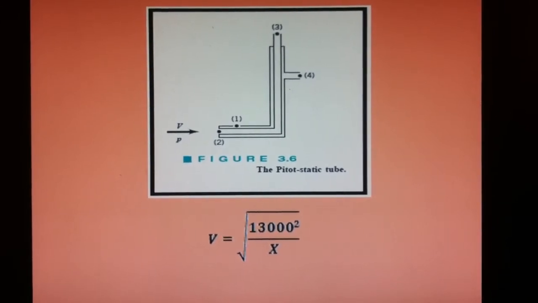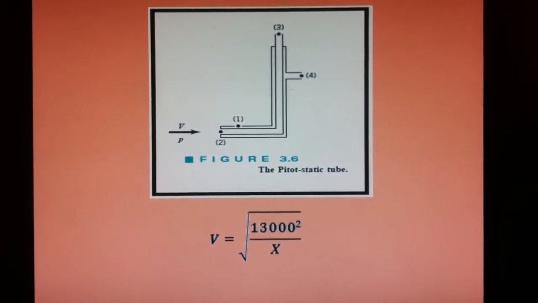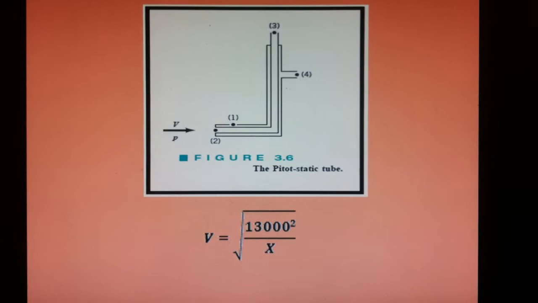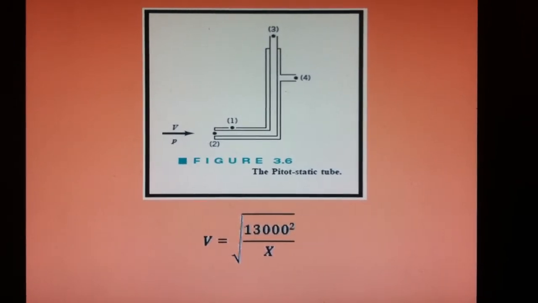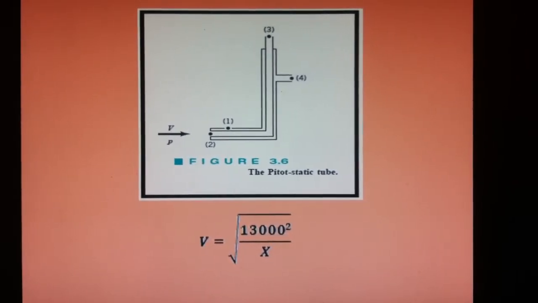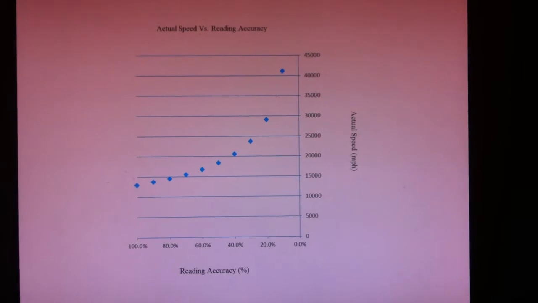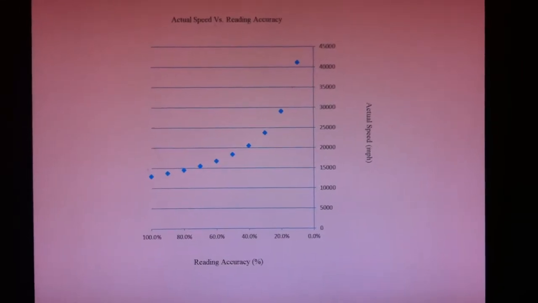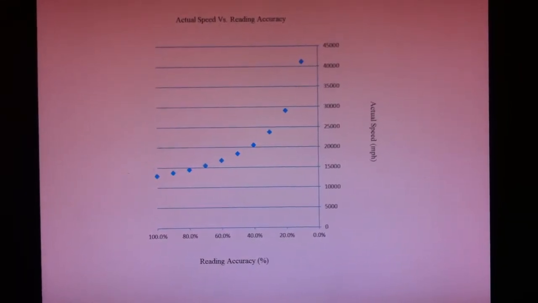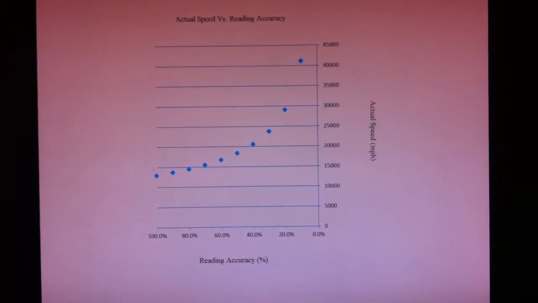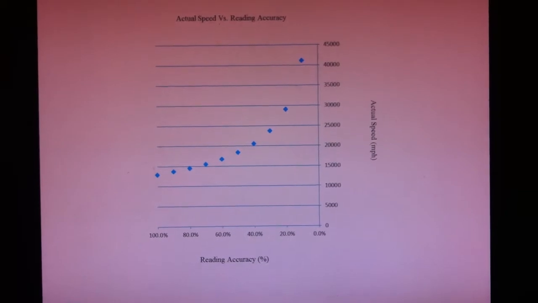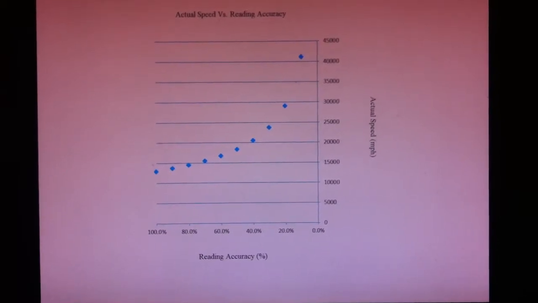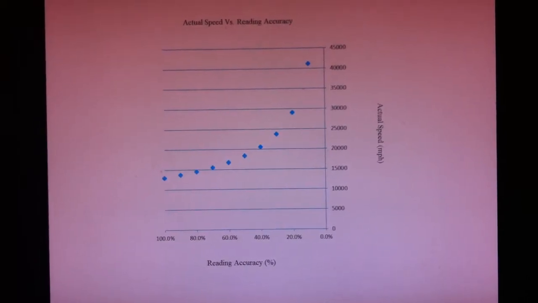Using Bernoulli's equation, we developed a final equation where the actual velocity equals the square root of 3000 squared divided by x, where x is the actual reading. Here is a graph displaying the aircraft's actual speed with respect to reading accuracy. As you can see, as the speed indicator is increasingly damaged, the actual speed of the aircraft increases exponentially.